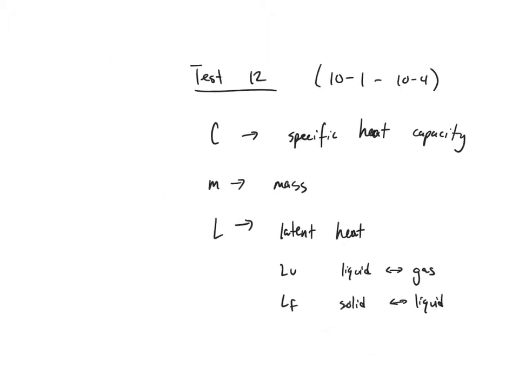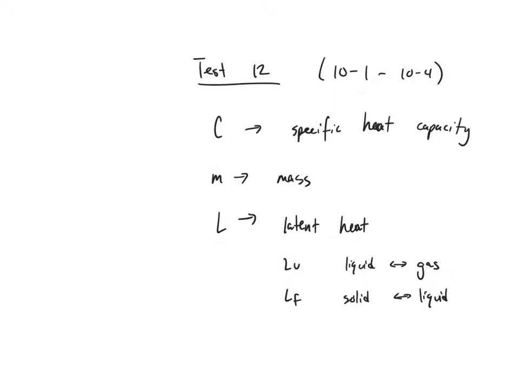So let's jot down the two formulas on the left side now that relate to these. For C, we're talking about Q equals MC delta T. And for L, we're talking about Q equals ML.